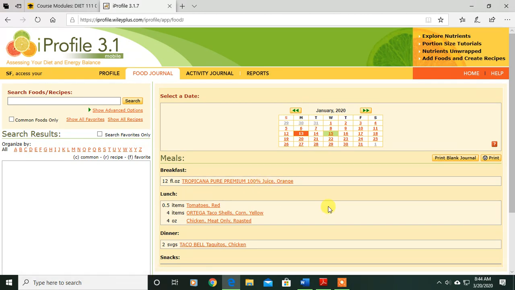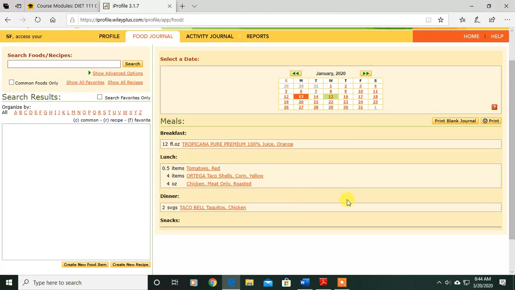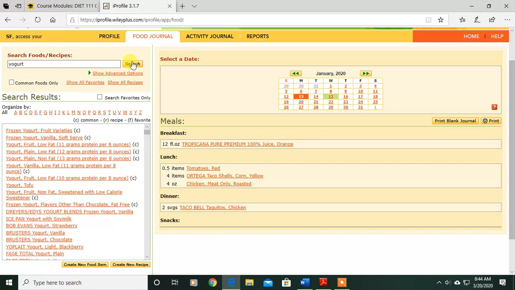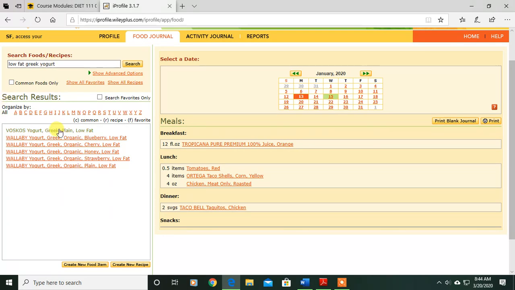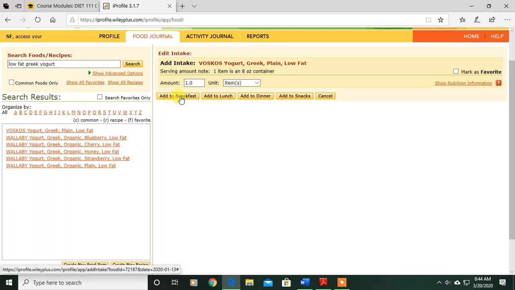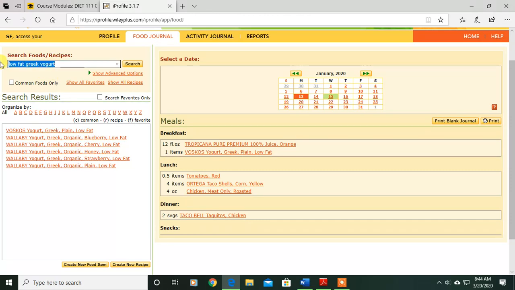So let's say that this individual was low in calcium. Looking at this diet, there's a lot we could do here. Maybe we could add some yogurt with fruit at breakfast. So you would do this the way that you did it way back when. I would like low-fat Greek, I think, and add my own blueberries. Okay, so I'm going to add that to breakfast, and then I'm going to add some blueberries.